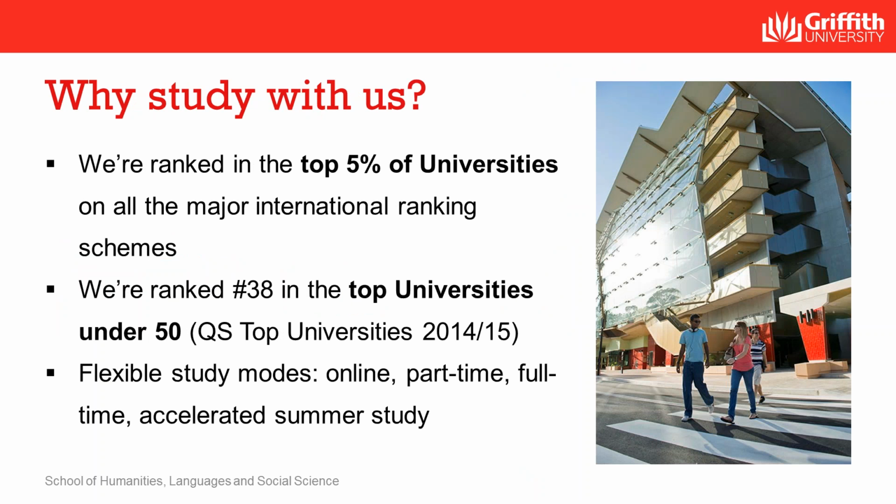Why study with us? Griffith University is ranked in the top 5% of universities on all the major international ranking schemes, and also number 38 in the top universities under 50. Most importantly, the study modes are flexible. You can do it either on campus or online, and study part-time or full-time. You can also choose to accelerate your study and complete all 4 courses during summer semester. There will be more information in a while.